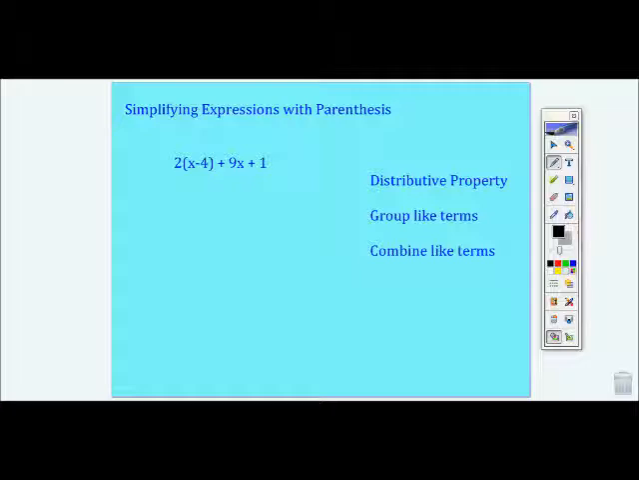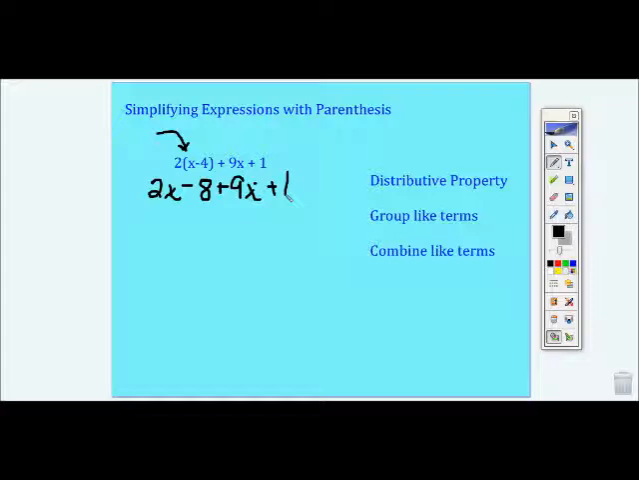Let's see how I'm going to do the next one. You're going to see we also have parentheses in this one. Before we can do any simplifying, we need to deal with that, so I'm going to distribute. 2 times x is 2x. 2 times a negative 4 is a negative 8. We have 9x. It's a positive. And we have a positive 1.